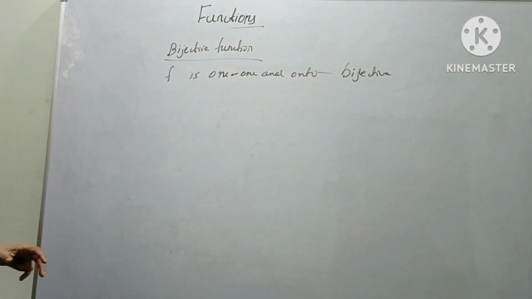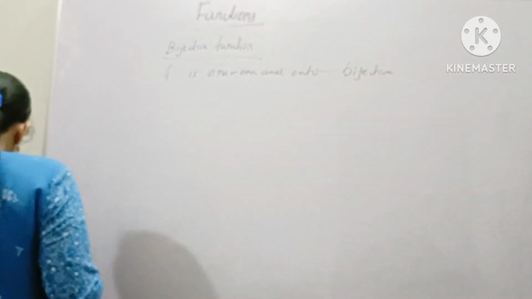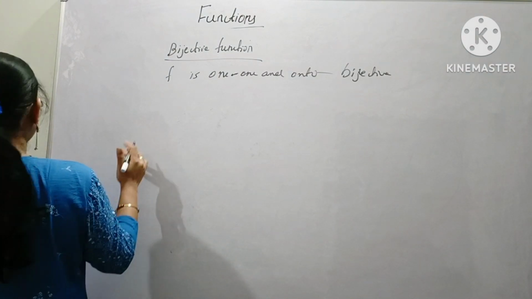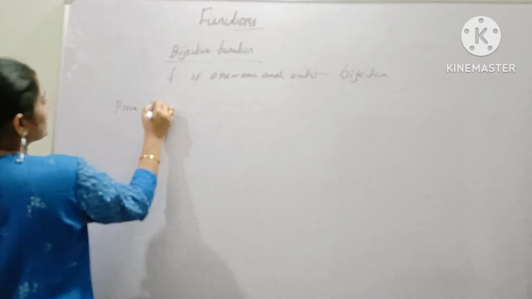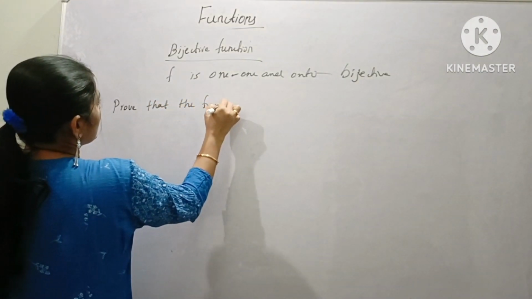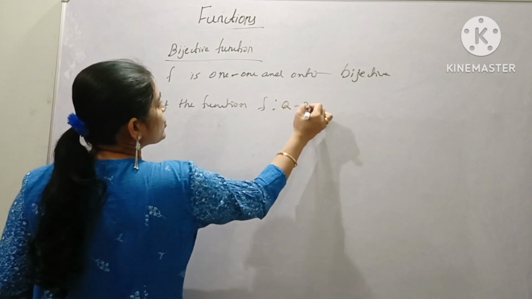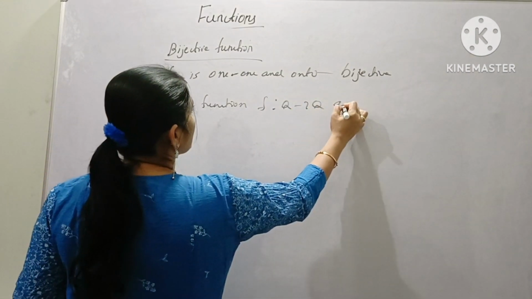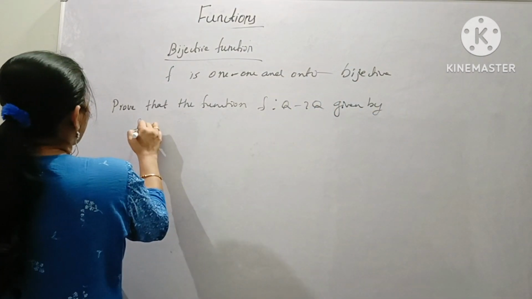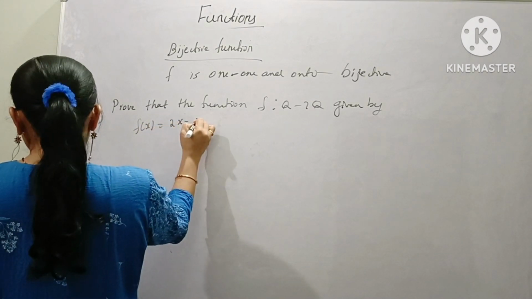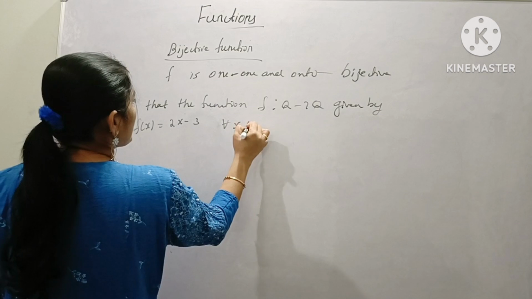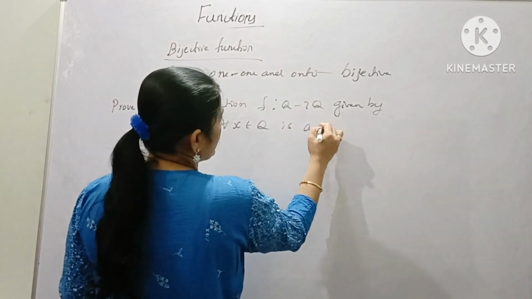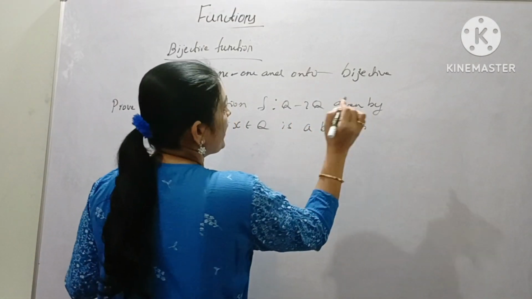So let us take one example. Let us prove one problem. Prove that the function f from Q to Q, that is rational numbers to rational numbers, given by f of x is equal to 2x minus 3 for all x belongs to Q, is a bijection. It is our question.